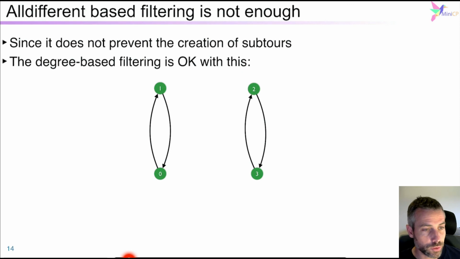But the all different constraint, even if it's domain consistent, is not enough. With the all different constraint, even the domain-consistent one, you cannot realize that you have two subtours, for instance. This is totally fine for the all different constraint. And as you can see, there is no solution for the circuit constraint. The all different constraint is not able to detect that. And so we need to have something else. We need to be able to prevent the creation of subtours. And so you only need to have one global circuit for the circuit constraint.